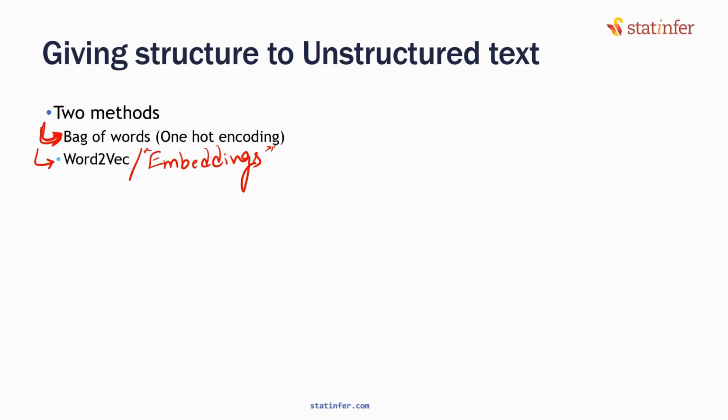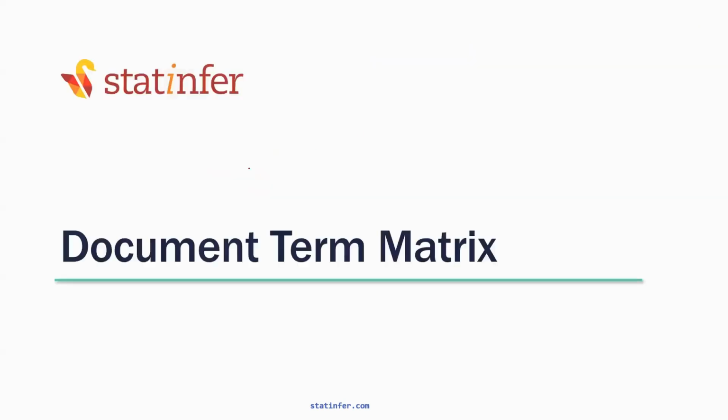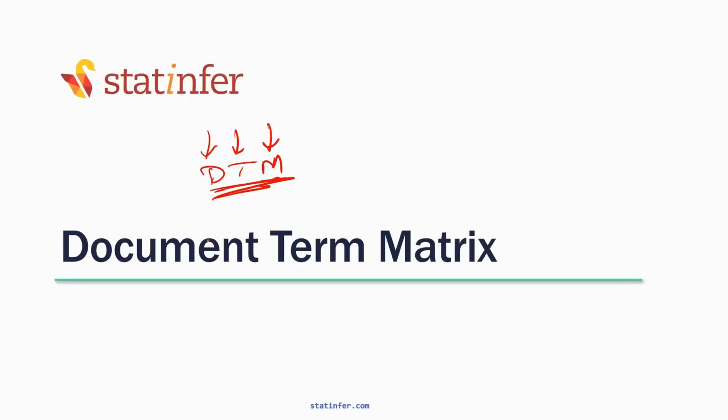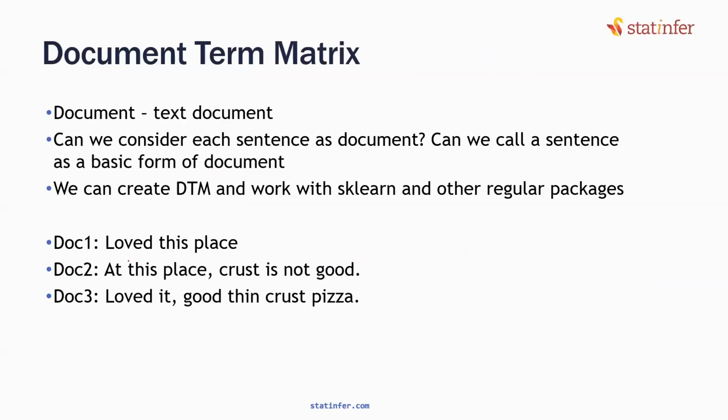With the bag of words technique, when you are converting text into numerical structures, the numerical equivalent of the text data is known as a DTM, which stands for document term matrix. The document term matrix is the numerical equivalent of the text data. So you have document 1, loved this place. Document 2, at this place crust is not good. Document 3, loved it, good thin crust pizza.